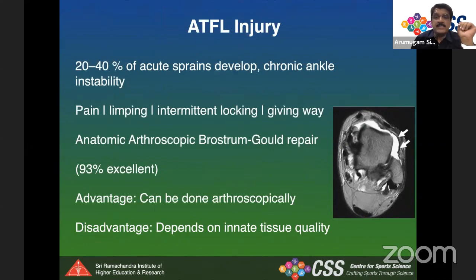ATFL injury occurs in about 20 to 40% of acute sprains, and then there is chronic ankle instability. The symptoms are pain, limping, intermittent locking, and giving way. The anatomic arthroscopic Broström repair gives 90% excellent results. The advantage is that it can be done arthroscopically. The disadvantage is that it depends on the innate tissue quality.